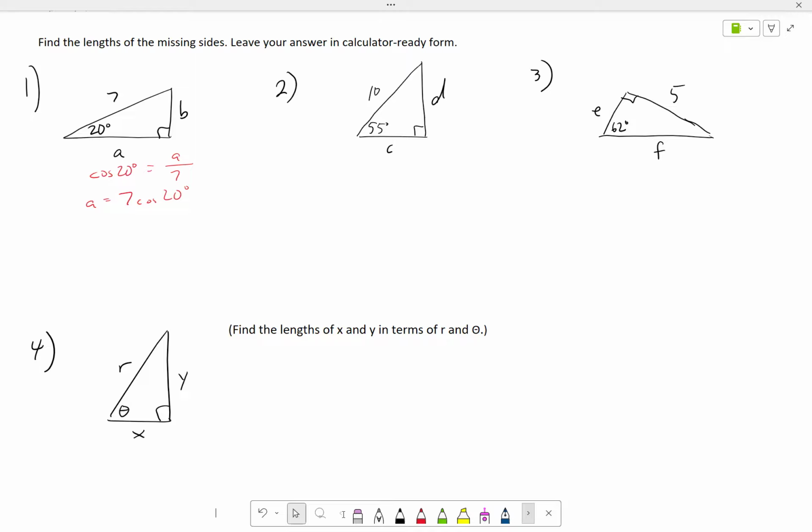Did you guys finish numbers 2 and 3, and 4? No. I'll be calling on some people in just a moment. If I remember correctly, Jonas said something about this being 7 times sine of 20 degrees.